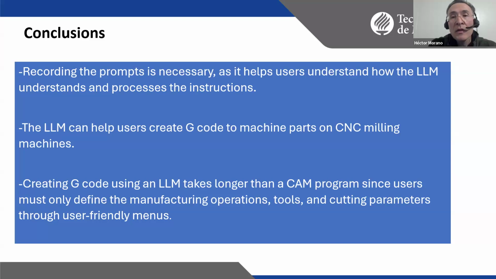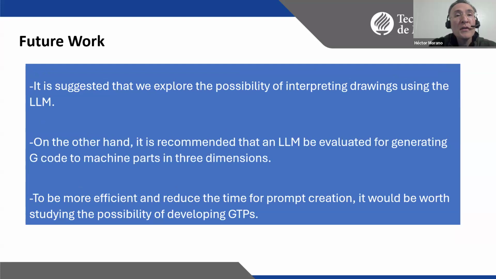The disadvantage of an LLM is that it does not yet fully interpret part drawings, which makes it challenging, as we must write significant text to describe the geometry. So for future work, we distinguish the following tasks. It is suggested that we explore the possibility of interpreting drawings using the LLM to specify the geometry to be machined, since this would reduce the prompt instructions.